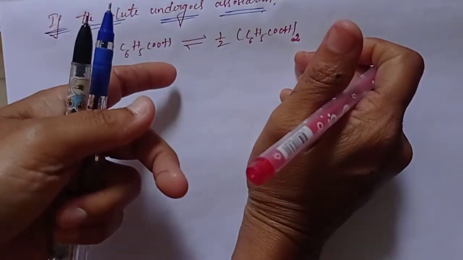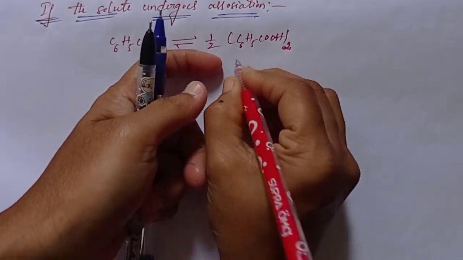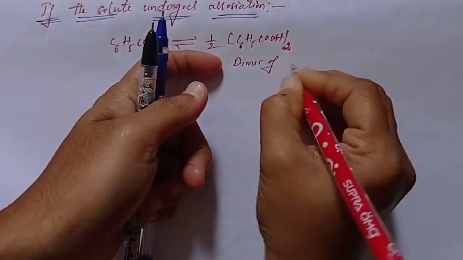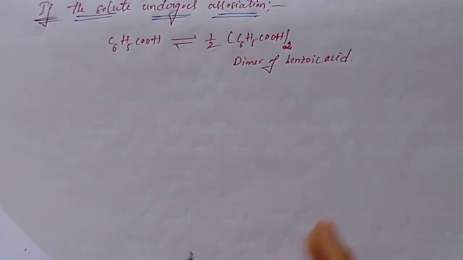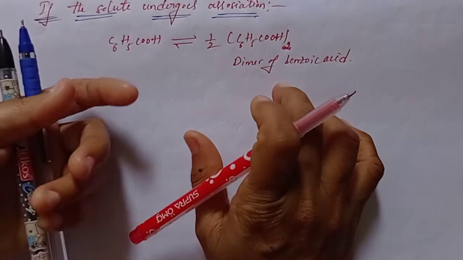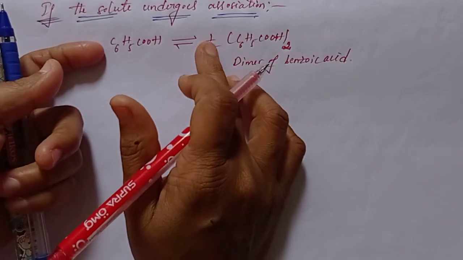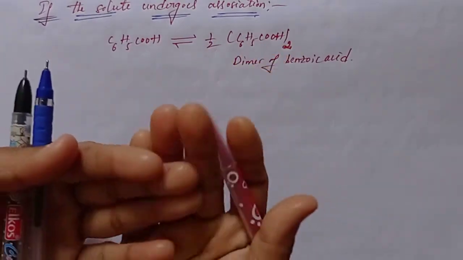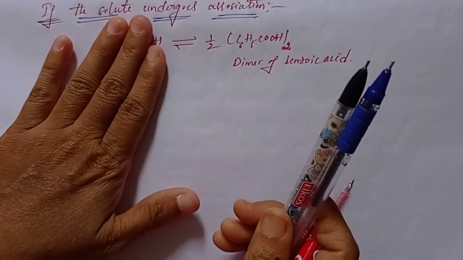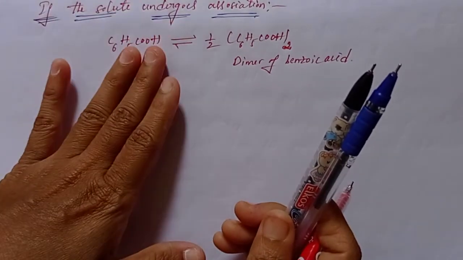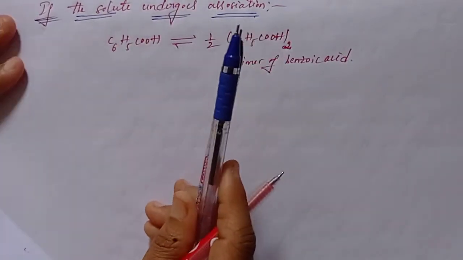That means it is a dimer of benzoic acid. Correct? It is a dimer. Understood, students? It is a dimer of benzoic acid. Now see, students, here I am taking 1 mole, but how many moles came? 1 by 2, only half mole came. That means the number of moles decreases. Are you following? So when this solute, benzoic acid, is dissolved in the solvent and undergoes association, what will happen, students?